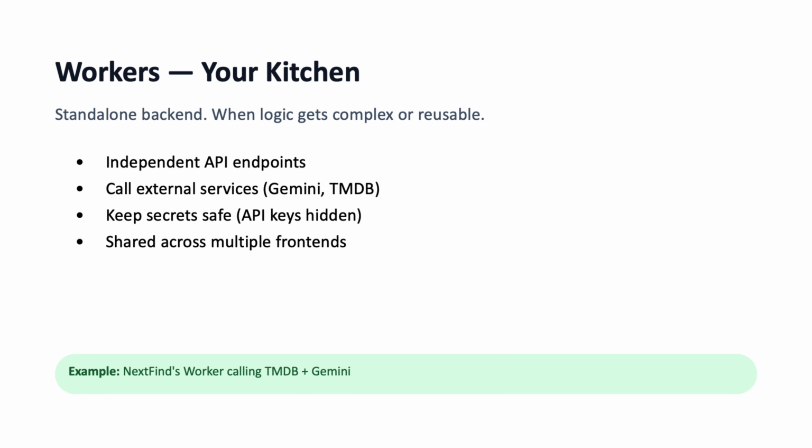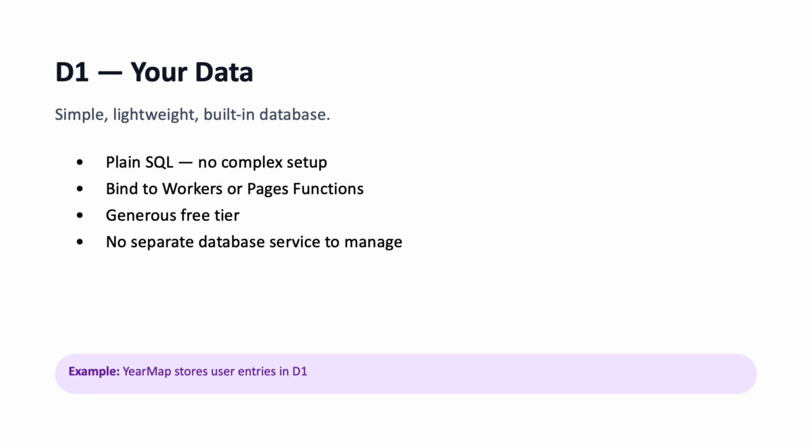Workers are the kitchen. When something needs real cooking, calling Gemini, fetching TMDB data, keeping your API keys hidden from the browser, that's a worker job. And D1 is your pantry, plain SQL, zero setup, built right into Cloudflare. The workers or functions pull from it when they need ingredients. And that is something that I applied in a more advanced scenario.